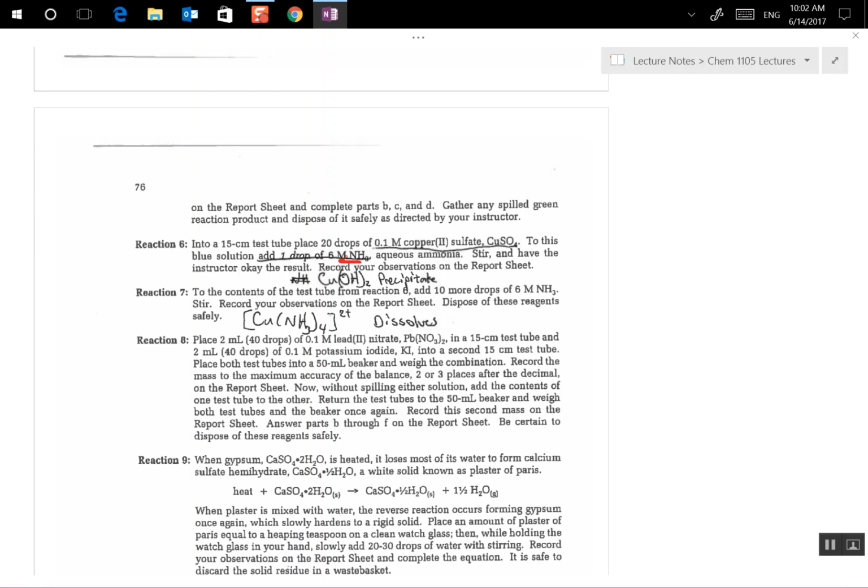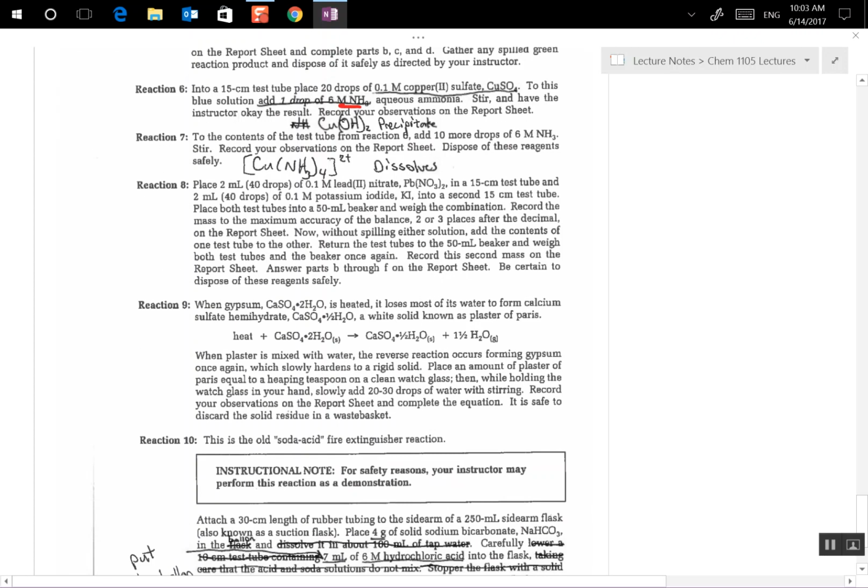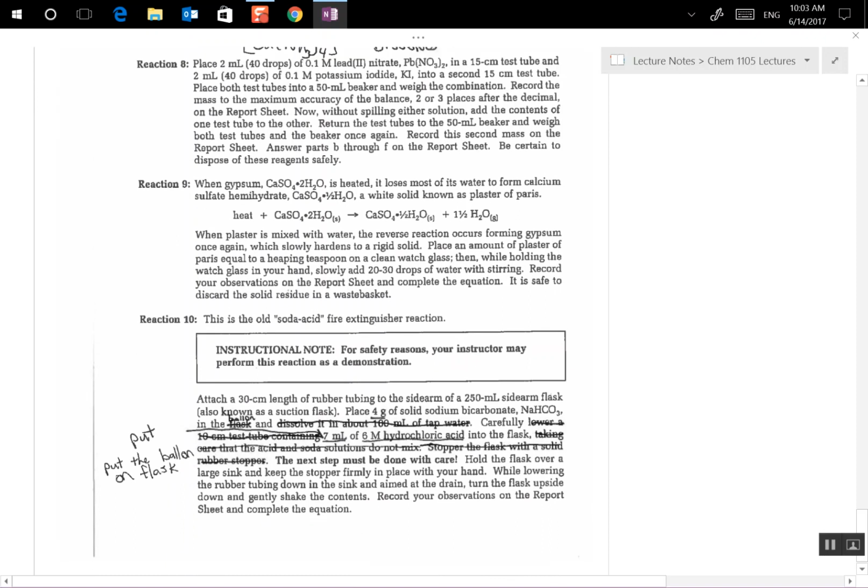Reaction 7 is a follow-up of that. So you're going to do 6 and 7 at the same station. You're going to do 6, add the ammonia, and make an observation. Then you're going to add 10 more drops of the ammonia and make another observation.